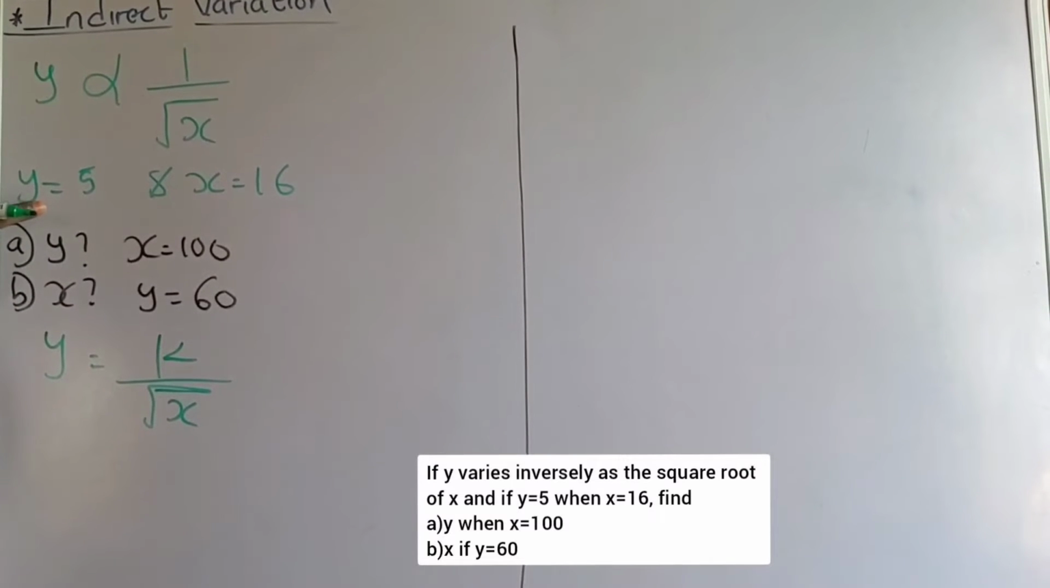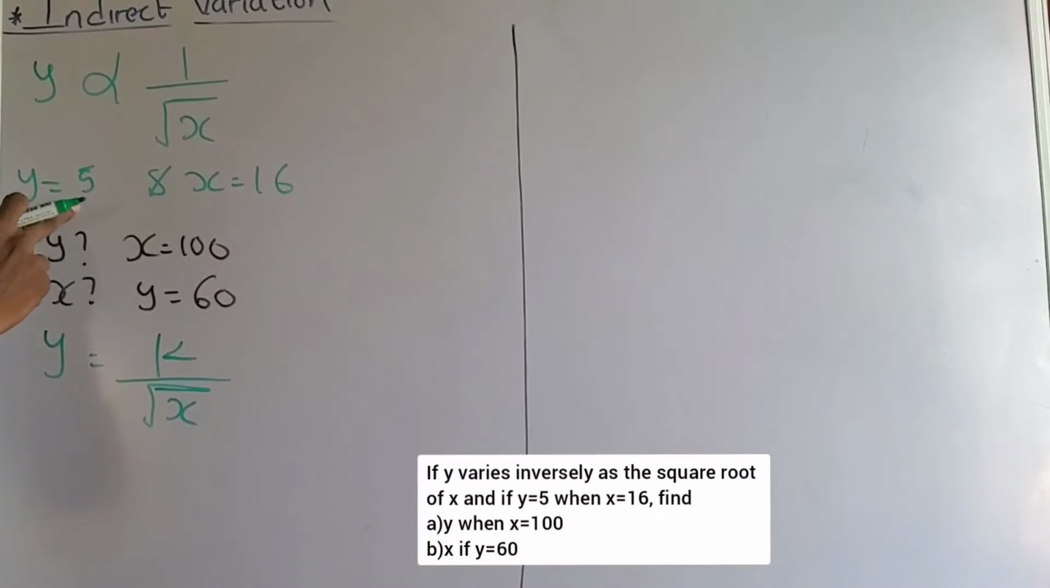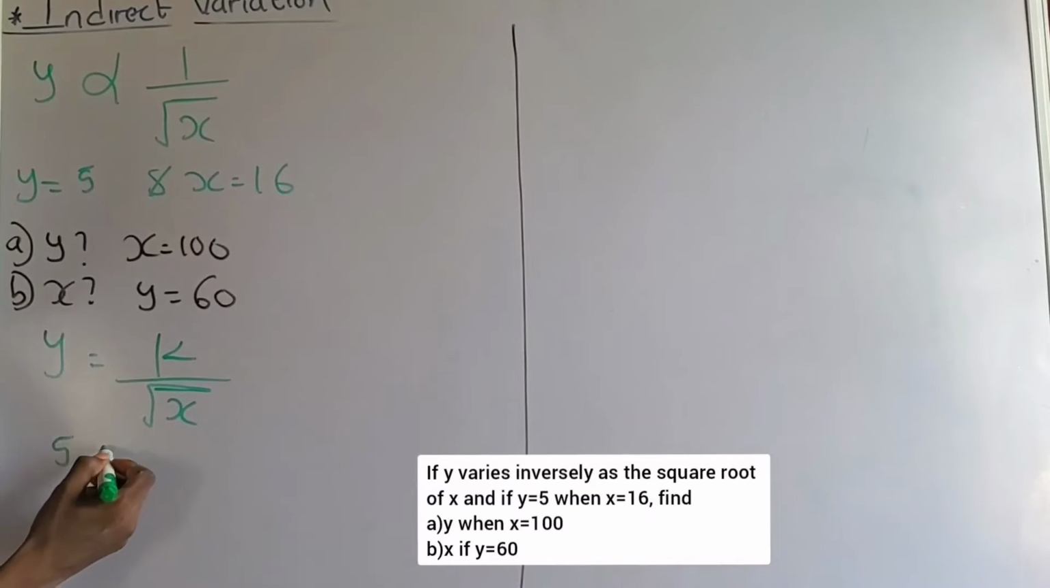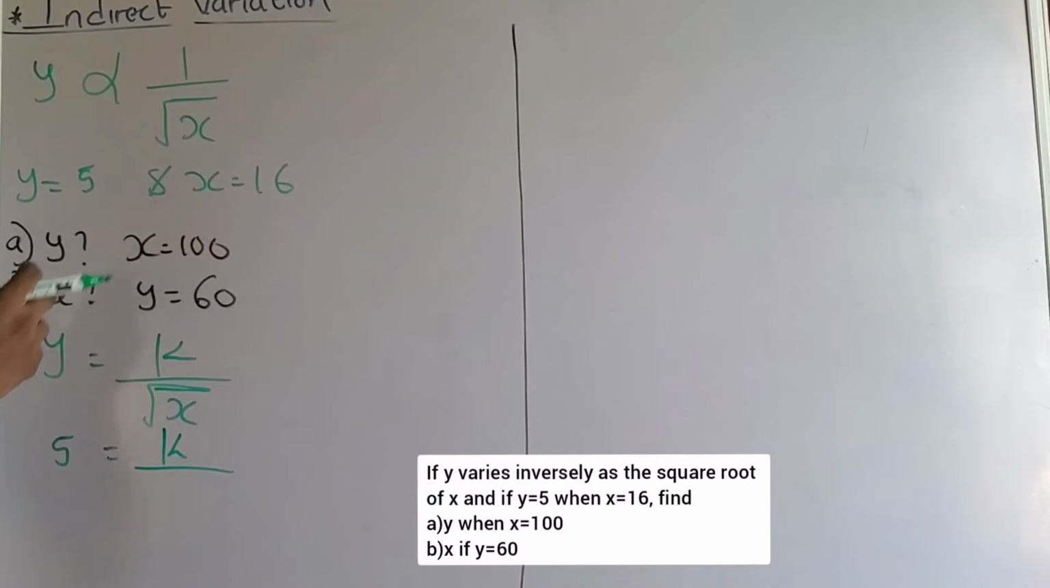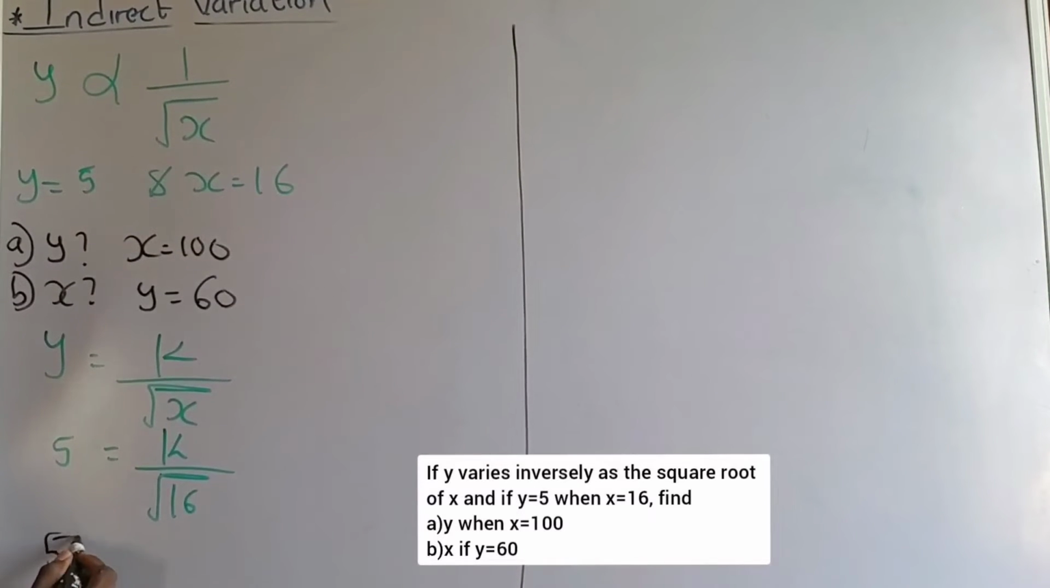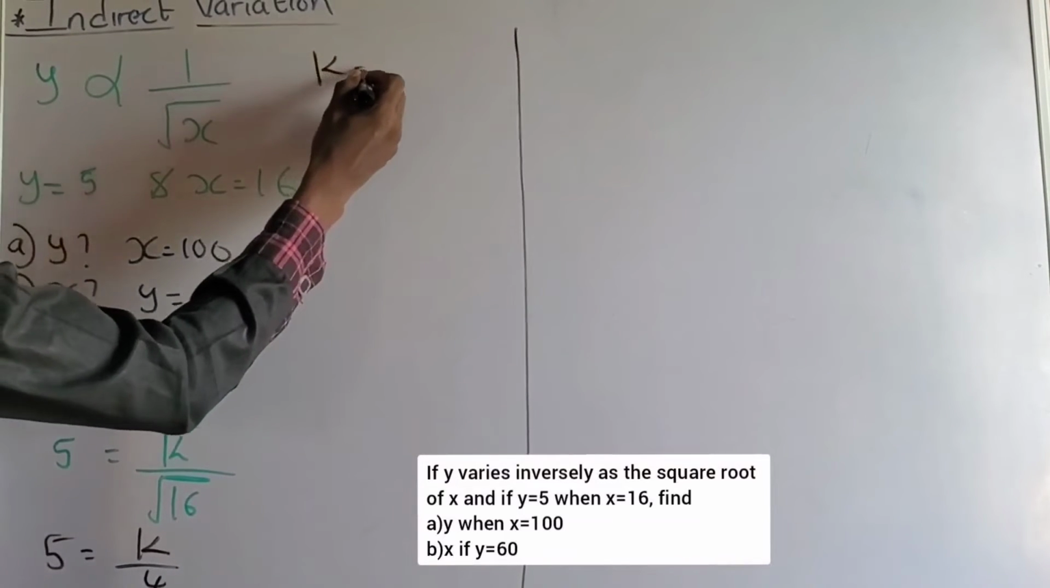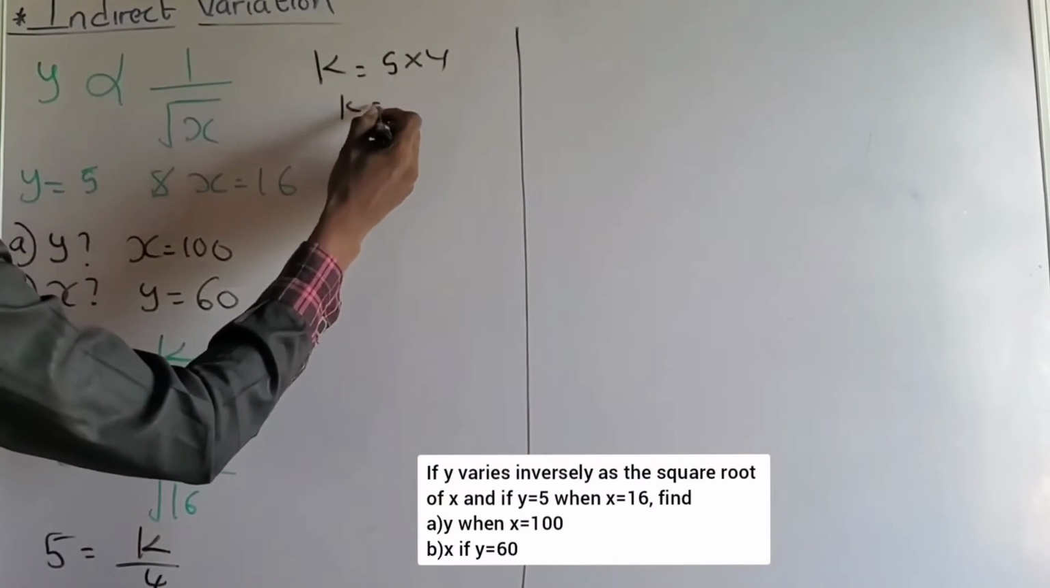Now having introduced a proportionality constant, you can now solve for it from the first values of y and x that we are given. We are given that y equals 5, so I'm going to replace it: 5 equals k. We don't know the value of k, which is what we are looking for right now. x is 16, so I'm going to have the square root of 16. Now for this I'm going to have 5 equals k over 4, right? Now having gotten to this point, you can get the value of k by making k the subject of the formula. k will be equal to 5 times 4, so k equals 20.